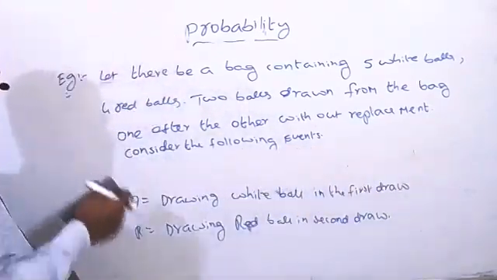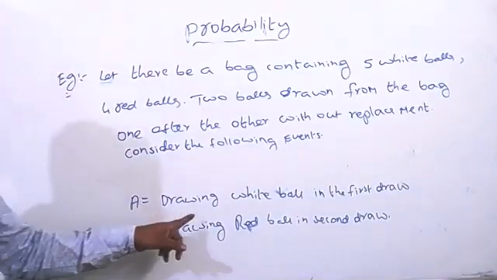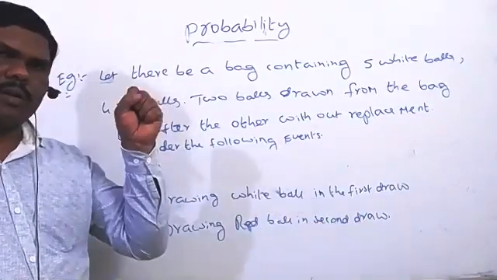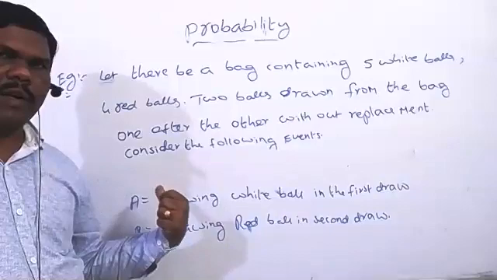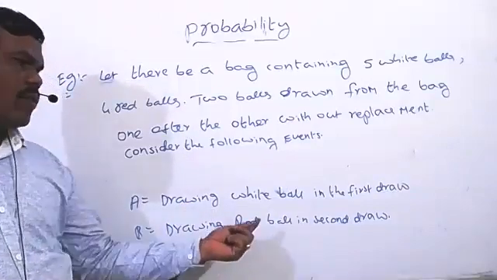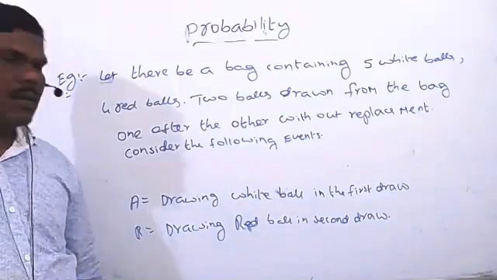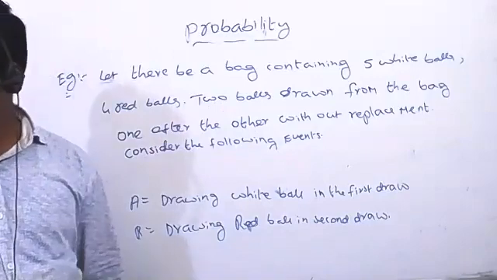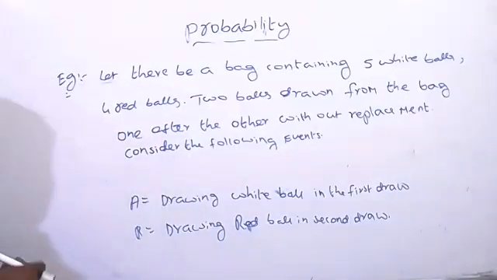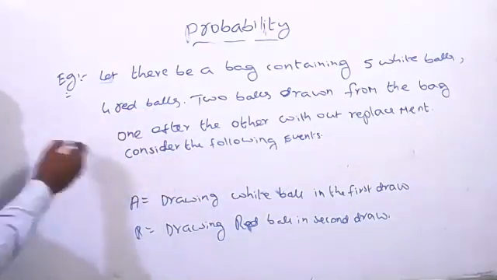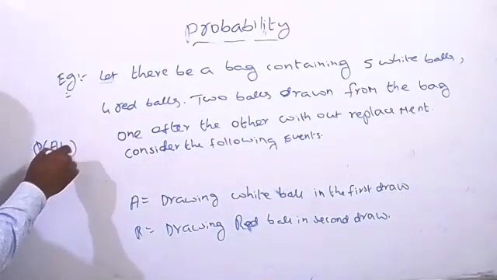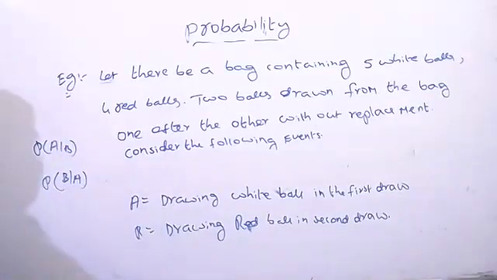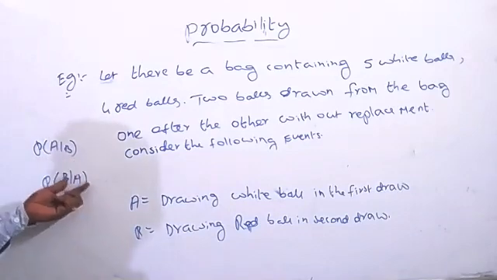Following events. First one, A equals drawing a white ball in the first draw. That is the event A; at that time we got the white ball. B is drawing a red ball in the second draw. By using these two events, we have to find the conditional probability. Please tell me anyone: based on this problem, is it possible to find the probability of A by B, or of B by A, or are both possible?